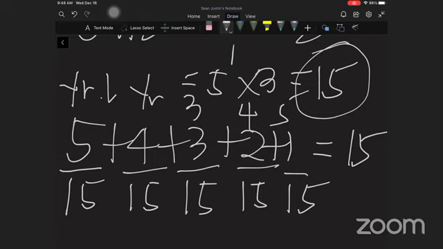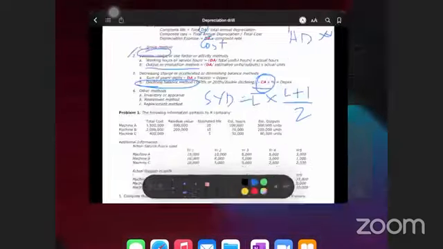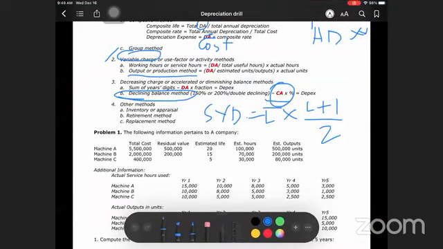Based on the fraction, di ba? Kung tanaw ninyo, mas dako gyud ang depreciation expense on the first year because 5 iyang numerator. Diba? On the second year, 4, 3, so nagkaroon siya kaubos. That's why diminishing siya. Again, this is the formula to compute under sum of years digit method. Okay, so again, to compute the depreciation expense for year 1, that's 5 over 15, depreciable amount times fraction 5 over 15, that is your depreciation expense. Okay, let's go back to the slide file. So that is sum of years digits or sum of year SYD method.